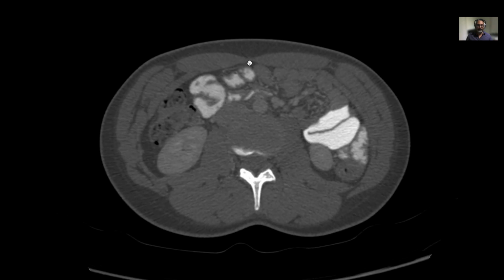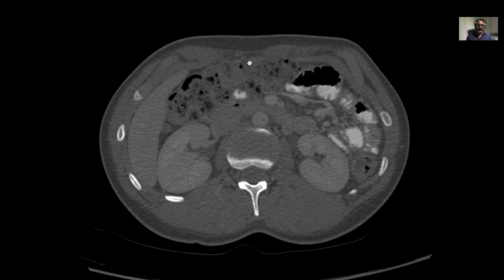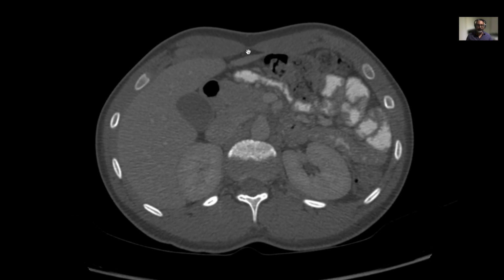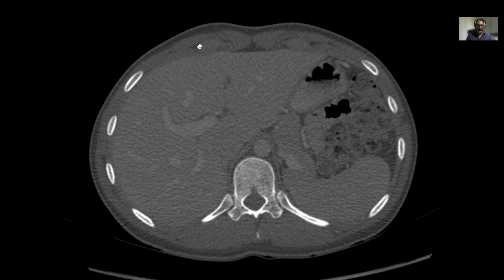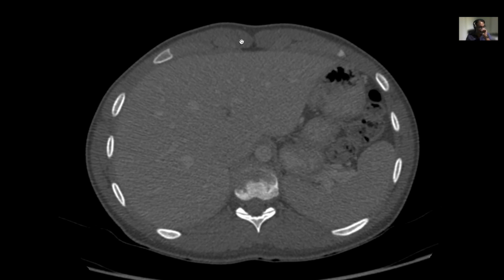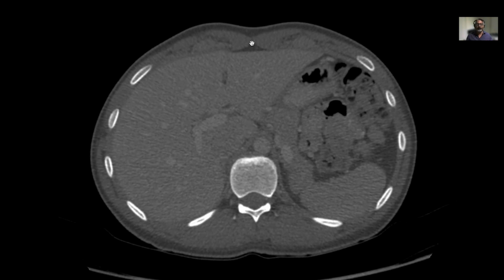So I'll keep looking at the linea semilunaris. Let me go up, pulling it up, and that's the linea semilunaris. You can see it gets a bit obscure when you get higher up. As you go lower down, it will become more obvious. So there, now that the ribs are here, it's absolutely not visible. But as you go further down, you'll see it.